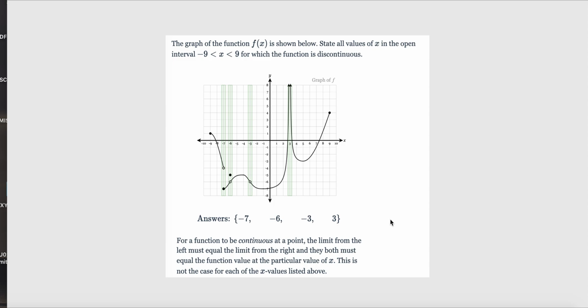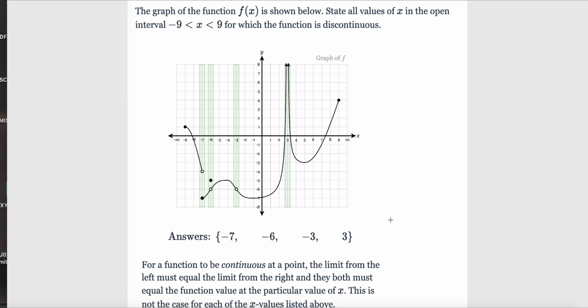Now, this question is not only asked but also answered here. I went straight to the answer key to make sure that you were clear with what we were doing. The graph of the function f of x is shown. State all of the values for which the function is discontinuous. So they want to know how many pieces of the graph there are. Okay, so it's discontinuous right here at -7. Notice the green area, because I have a jump discontinuity. I have a break in the graph.